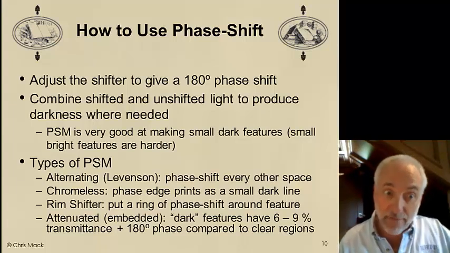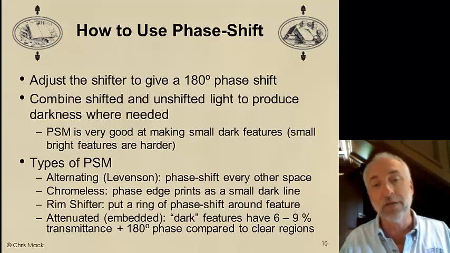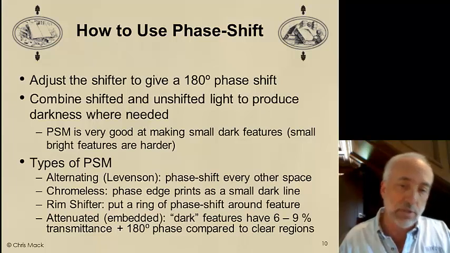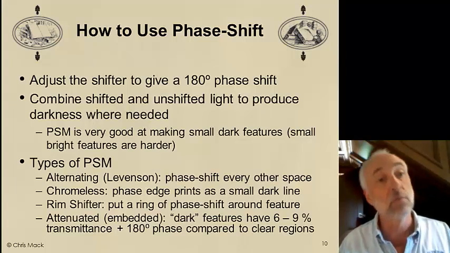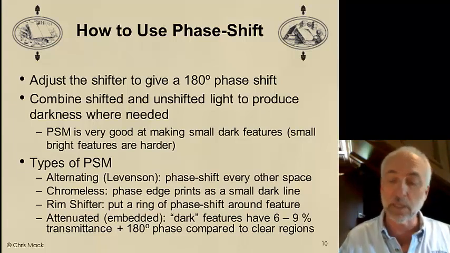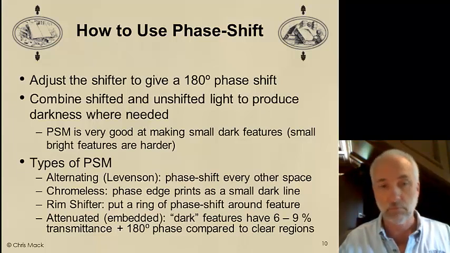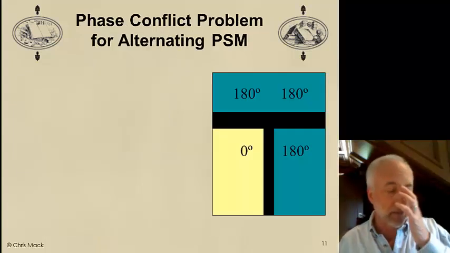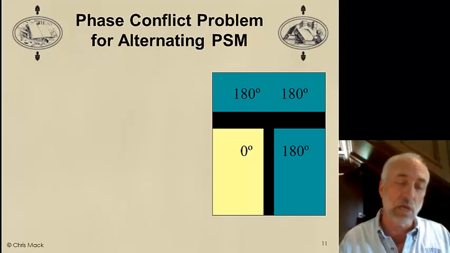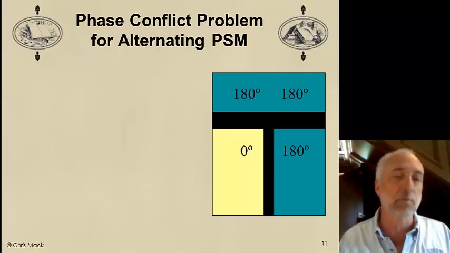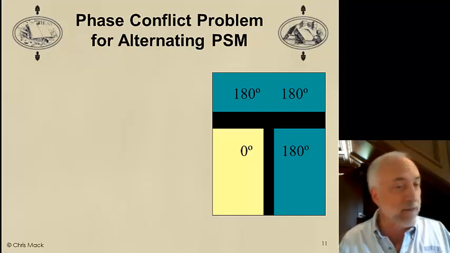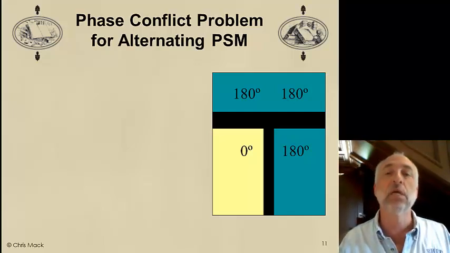But we have that transmitted light be 180 degrees out of phase compared to the clear regions, so that when the light transmitted through that feature interferes with the light coming from the space, we get darkness that is darker than we could get with chrome. Now, this all sounds great, and alternating phase shifting masks enable two-beam imaging with optimum depth of focus, just like off-axis illumination, except it works for any pitch, not just one pitch.